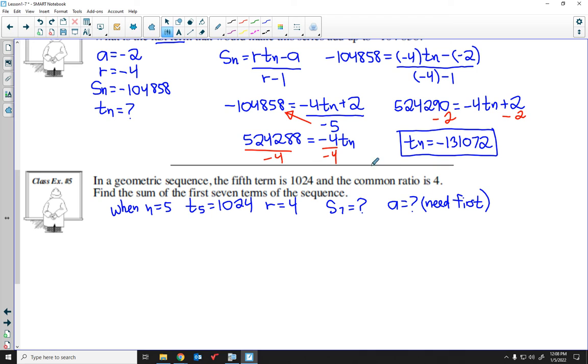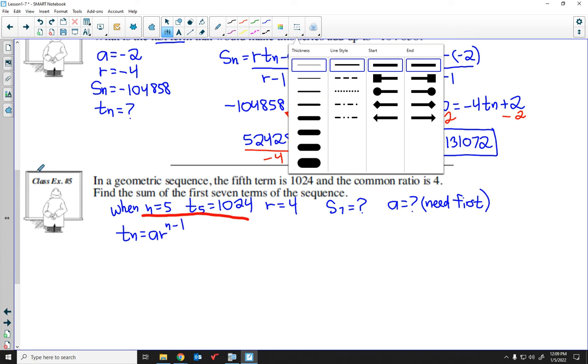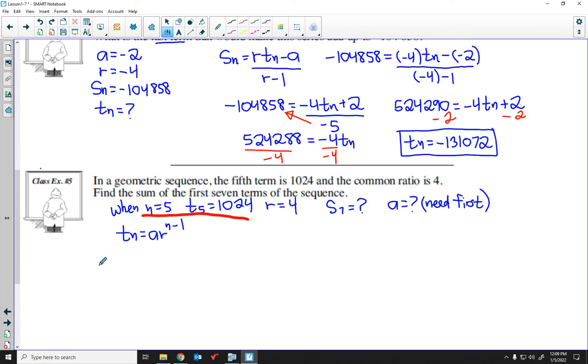Now, we can get the first term in the sequence by using the general term formula. So the general term formula is t of n is equal to a r to the power of n minus 1. And we're going to solve for a using this information here. When n is 5, t of 5 is 1,024. So t of 5 would be equal to a, which we don't know, multiplied by the common ratio, which is 4, to the power of 5 minus 1.